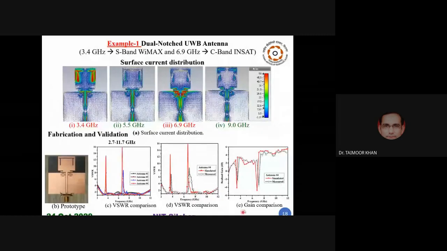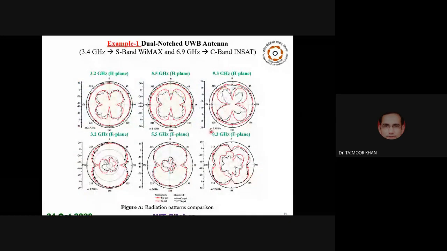Come to the gain performance comparison for the same design at this particular frequency range of 3.4 to 6.9 gigahertz. If you see, the amount of gain is very small. Ultimately, it is not going to be an efficient radiator at this frequency. All the energy is not going to be radiated at this particular frequency. In the rest of the band, a reasonable amount of gain is there, in the rest of the frequency range.